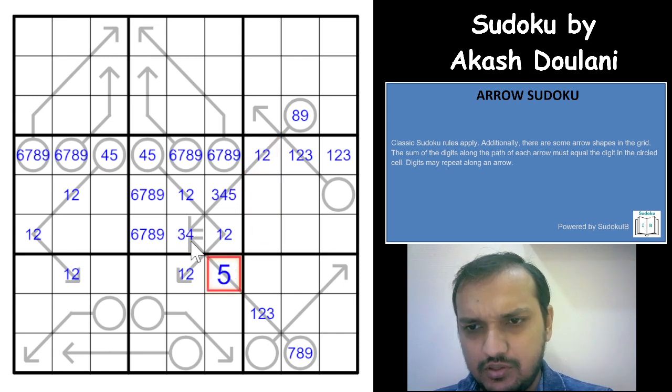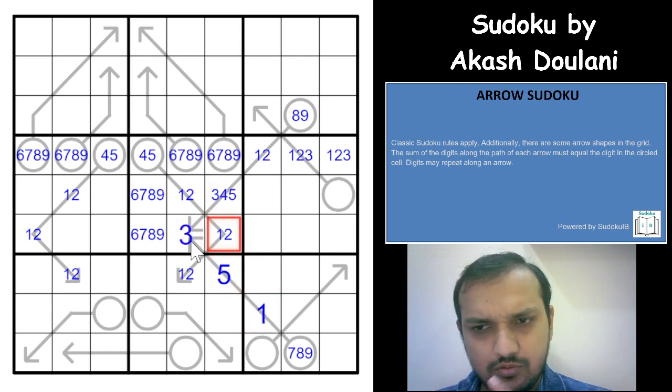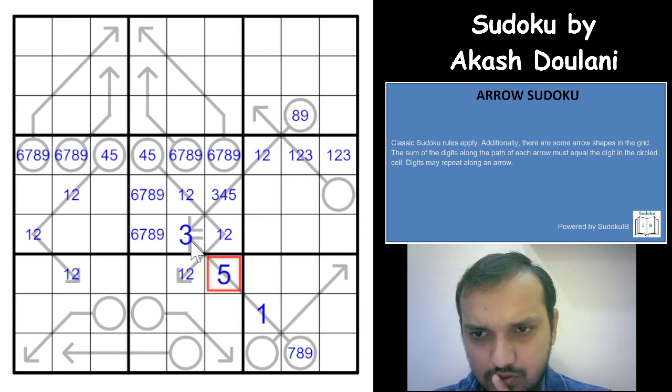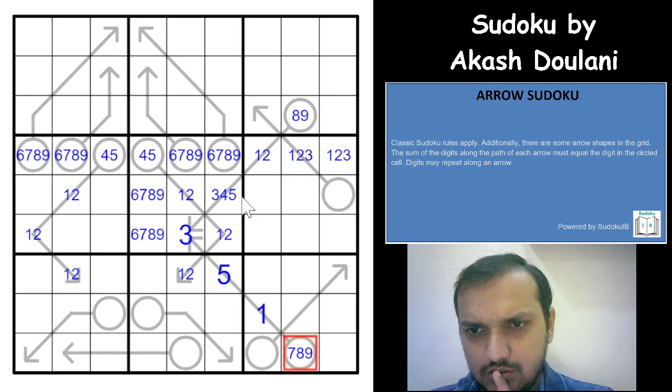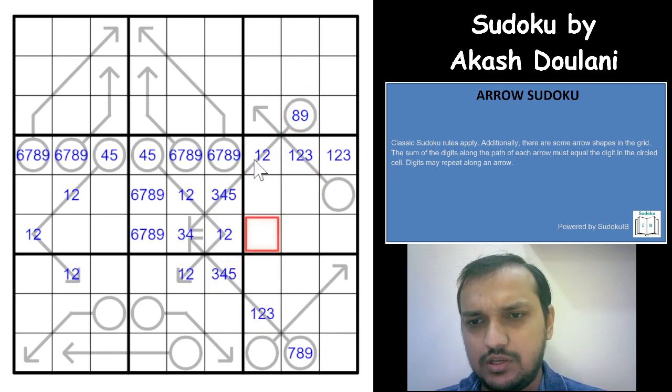Can I have a 5 here? Yeah, that would be 3 and a 1 here. That gives you 9 here. This would be a 4 and a 2, that again gives you a 9. 5 is not possible here as well.